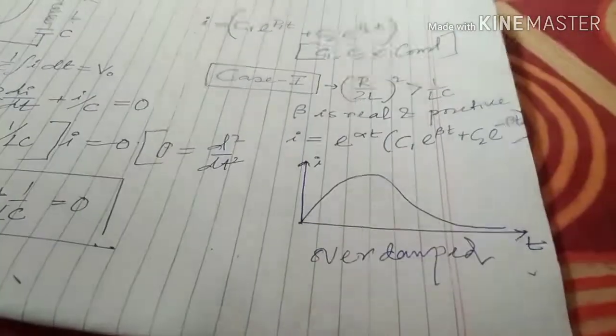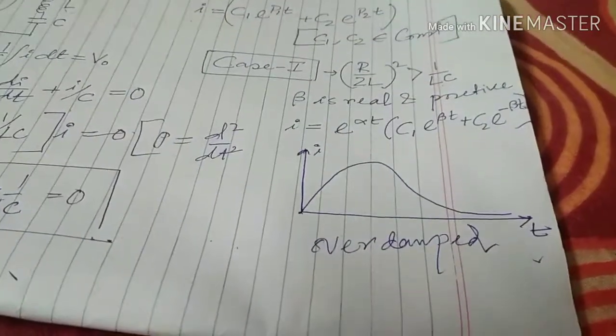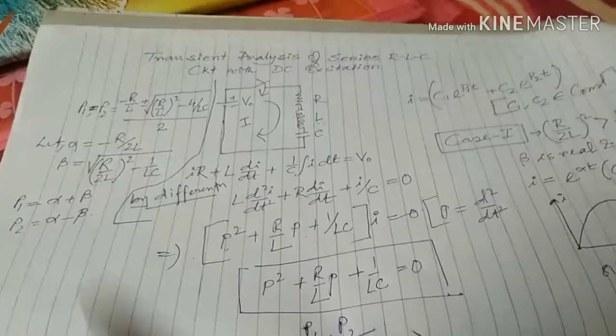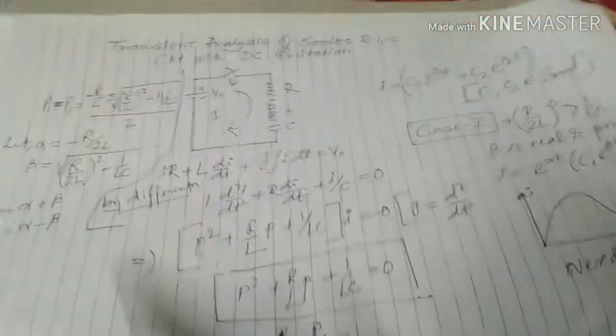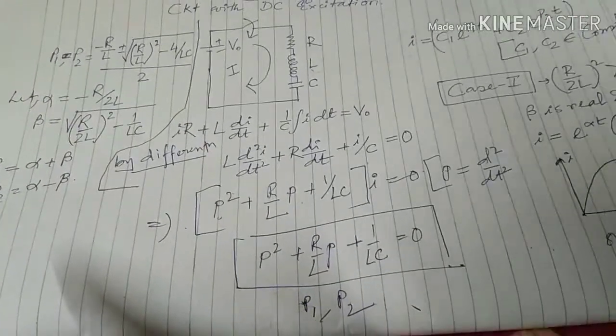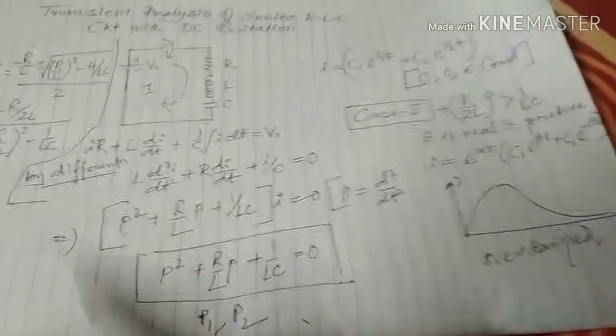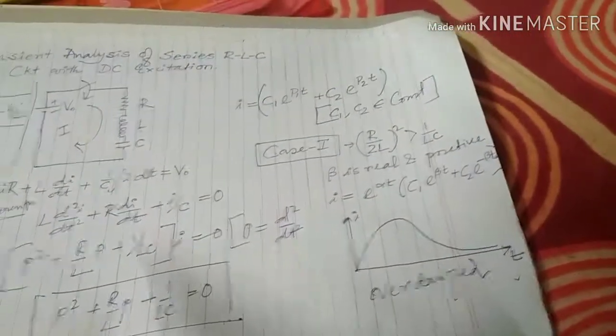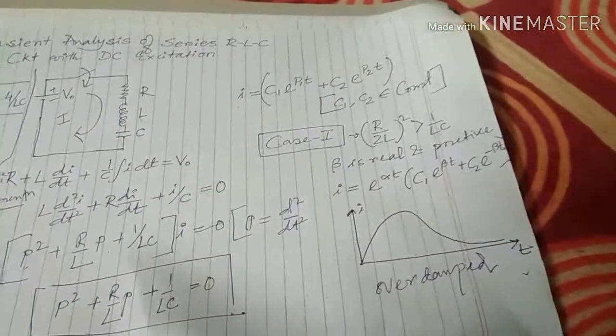So this is all for transient analysis of RLC circuit with DC excitation. We have discussed the differential equation that we formed, and the cases when the discriminant is greater than 0, less than 0 and equal to 0.